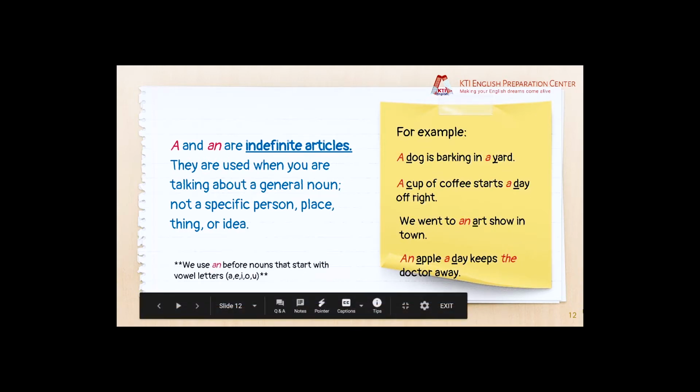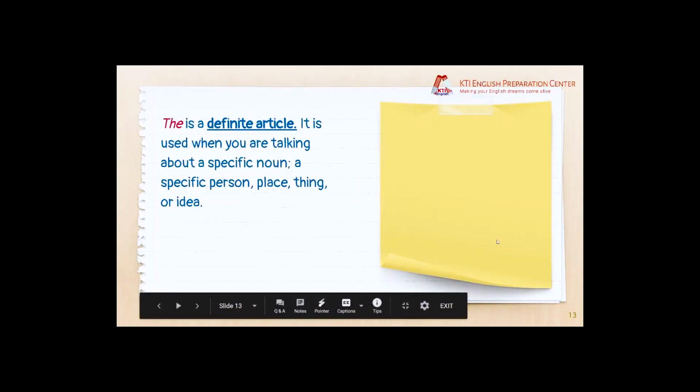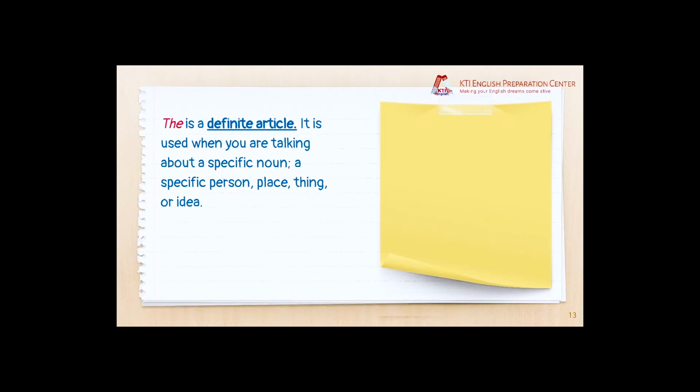But you'll notice that I used an before the noun that starts with a vowel, a vowel sound in particular, okay? Day is a noun that starts with a consonant, so it has a in front of it. The is more specific, to say that the healthcare personnel is not going to bother you if you eat healthy, right? The is a definite article. We're talking about a specific person, a specific place, or a specific thing or idea.